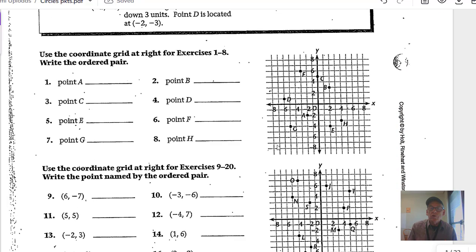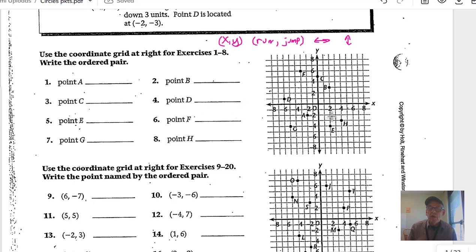Okay, so what we want to do is label the point in terms of its xy coordinate. Remember, x comes before y. You run usually before you jump. Run goes with x, which is sideways move. Jump goes with y, which is your up-down move. You're always doing your sideways and then your vertical.